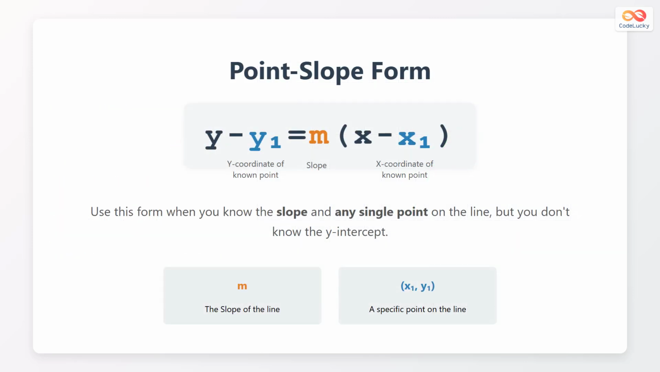Sometimes you don't know the y-intercept. Instead, you might just know the slope and some random point on the line. In that case, we use the point-slope form. It looks like this: y - y1 = m(x - x1). Here, x1 and y1 are the coordinates of the specific point you know.